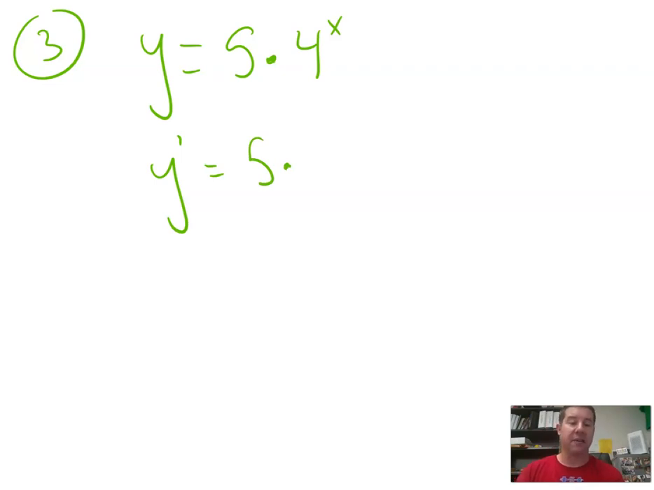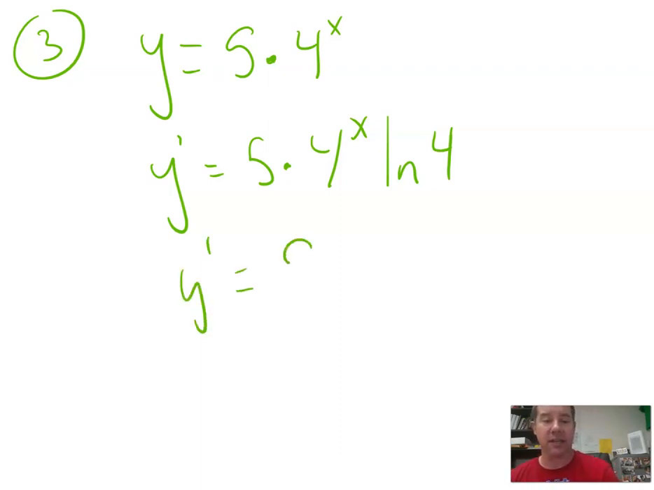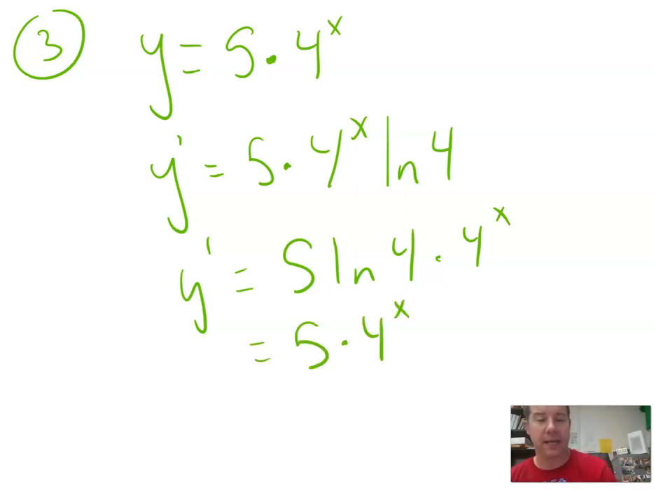So now I just need to take the derivative of 4 to the x. The derivative of 4 to the x is 4 to the x ln of the base, so ln of 4. And then I can put this stuff all together. I think you might see this as 5 ln 4 times 4 to the x. That seems weird still too. Maybe the right order might be 5 times 4 to the x ln 4. I don't know. Let's see which way the book wrote this here.